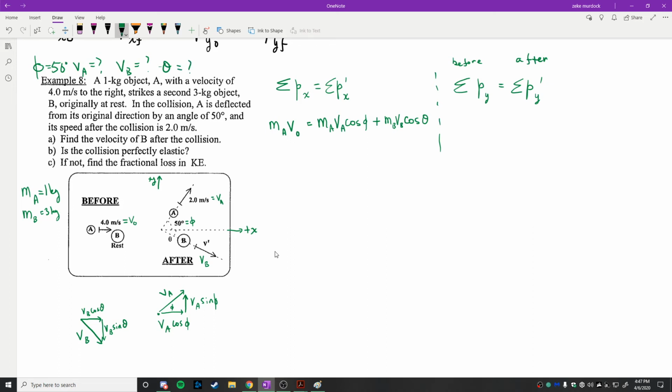0. You're saying 0 for this. The sum of all momentum before the collision is 0 in the y direction. That's right. There is no momentum in the y direction. This object is moving purely along the x direction.